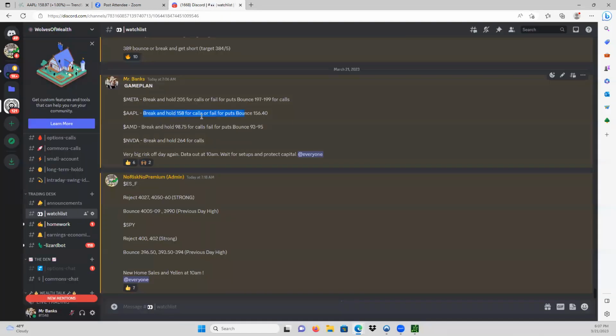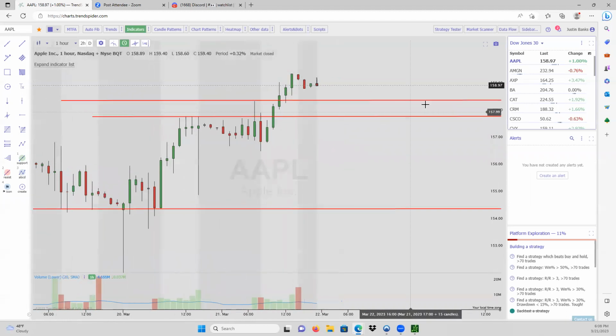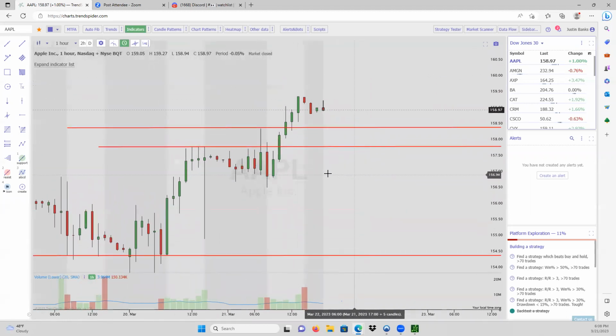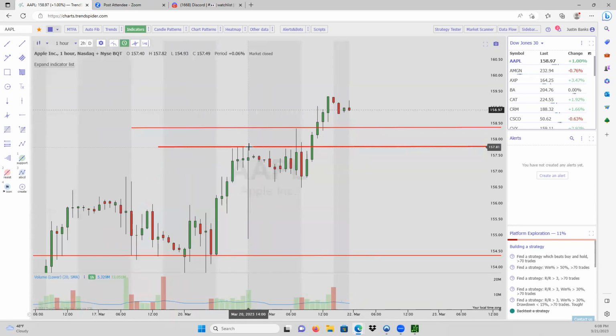We had on the watch, break and hold 158, showing you guys exactly how I found this level. Well, exactly how I found this level today was pre-market high, right? So looking at the 1 hour, we can see that 158 is a major level. We rejected off of it in the pre-market. This is showing that if we do break above 158, we are definitely going to see some action up, right?